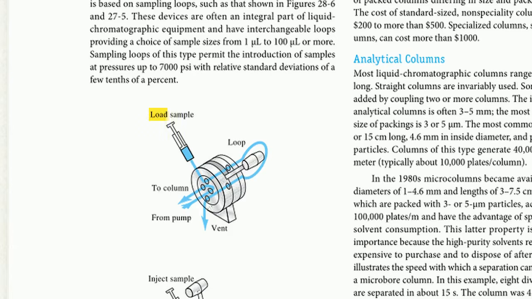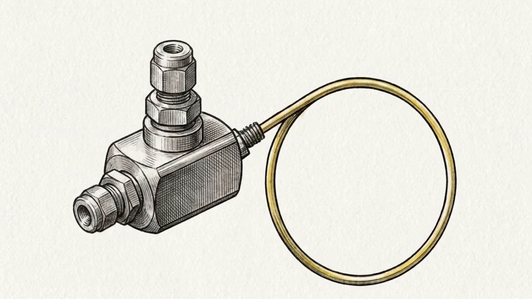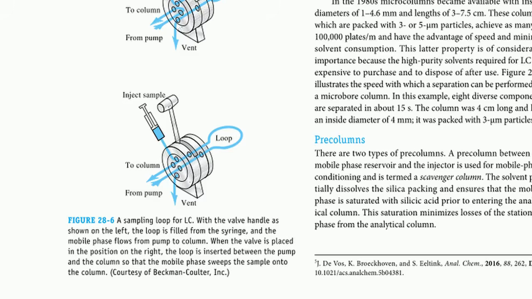This schematic shows the valve in the initial load position. In this state, the high-pressure mobile phase bypasses the injector entirely. This allows you to safely use a syringe to fill the holding loop shown here with your sample at normal room pressure. When you trigger the injection, the internal core of the valve is physically rotated.